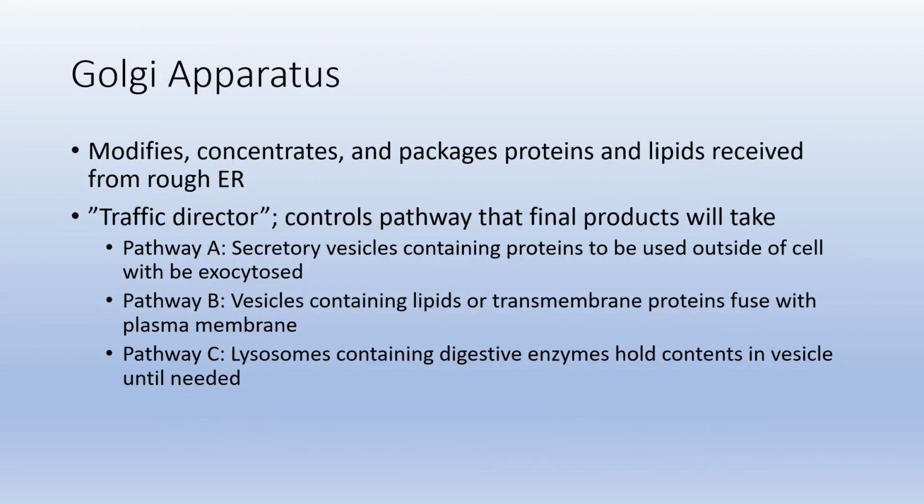The Golgi apparatus. This may look like a bit of information on the slide, but again, simply just know the definition. I like to think of the Golgi apparatus as the Postal Service. The Golgi apparatus will receive proteins and lipids from the rough endoplasmic reticulum, so it receives the package. From there, it's going to modify, concentrate it, and then package it up to send it elsewhere. And once it finishes modifying, concentrating, and packaging, it could send it 3 different ways.